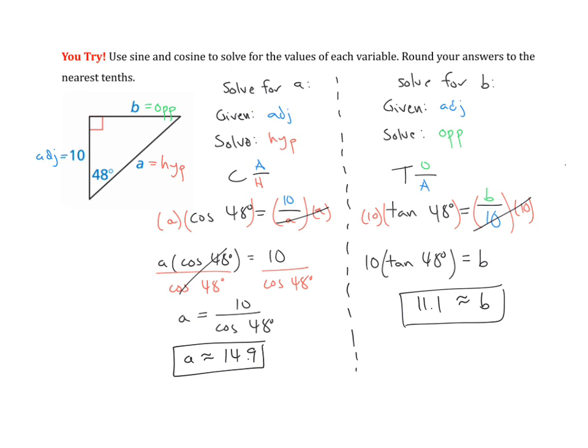And then, of course, for B, I know the problem says to use sine and cosine, but our given is our adjacent still. And because I'm looking for B, that's our opposite side. So it's actually probably a better idea to use tangent, which is opposite divided by adjacent. Substituting in and then putting it into a calculator, we get B is roughly 11.1.